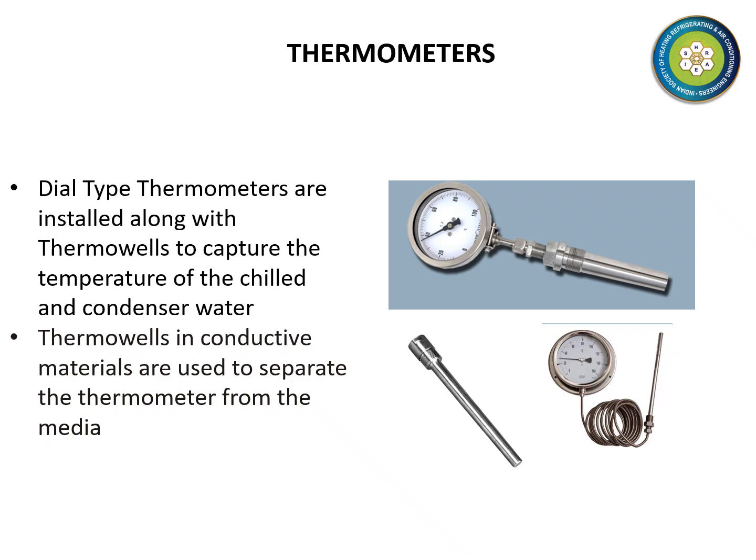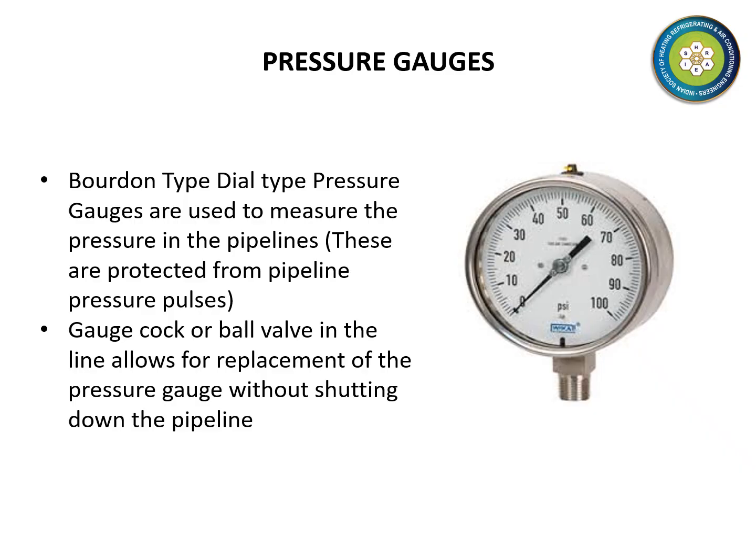Dial type thermometers are installed along with thermowells to capture the temperature of chilled and condenser water. A thermowell isolates the thermometer from the media. Bourdon type dial pressure gauges are very popular for measuring the pressure in the pipelines.